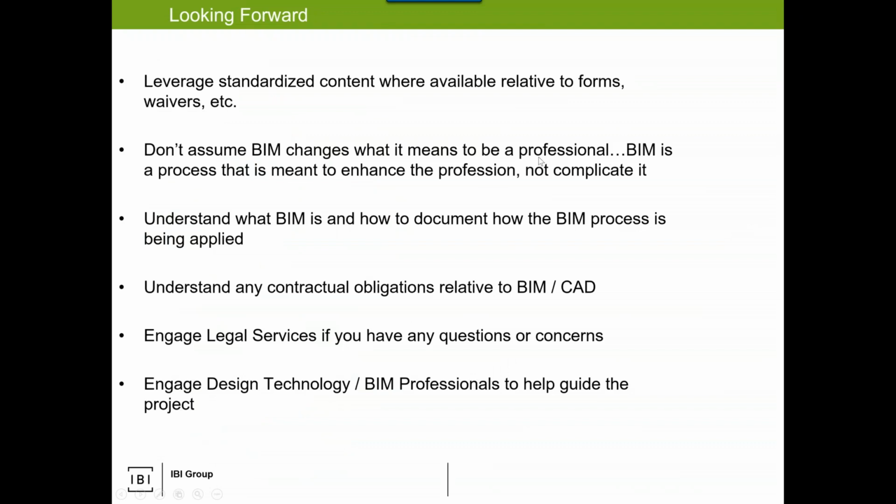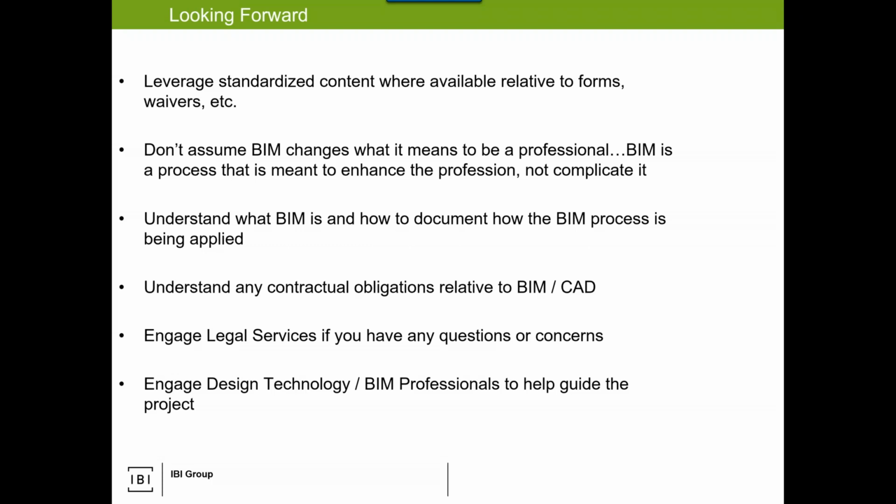So, looking forward, a couple comments. Leverage standard forms, waivers, etc. And I say that because, if you're brought in and you're asked, all right, we don't have anything in our BIM contract, what should we do? I brought the IBC contract and I gave it to our legal department and said, hey, this is what's recommended in the industry.